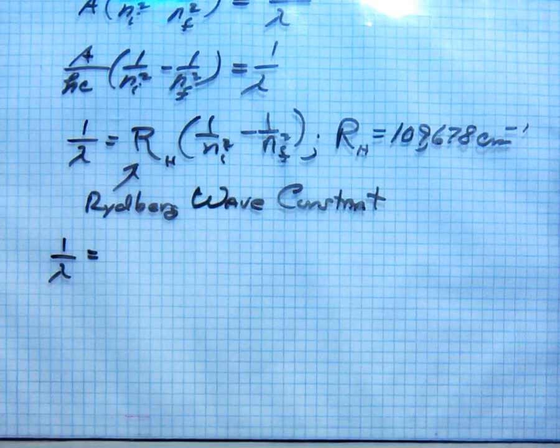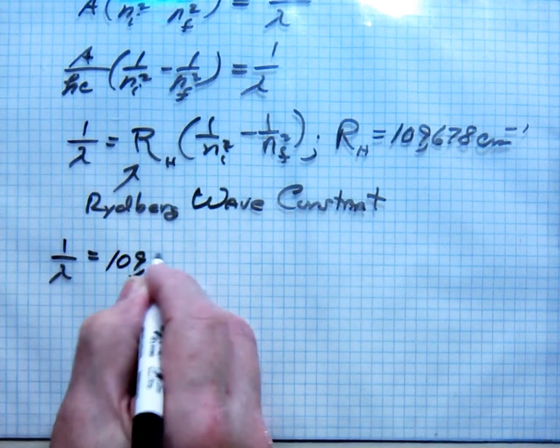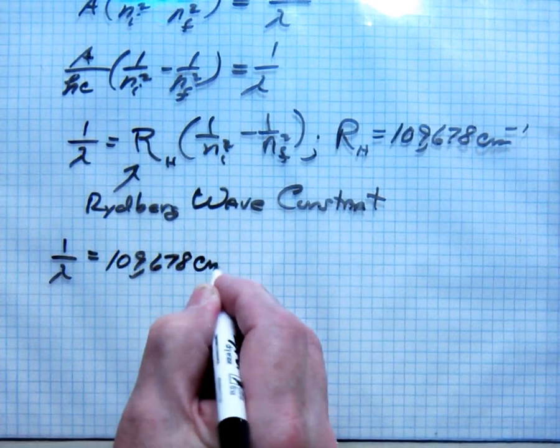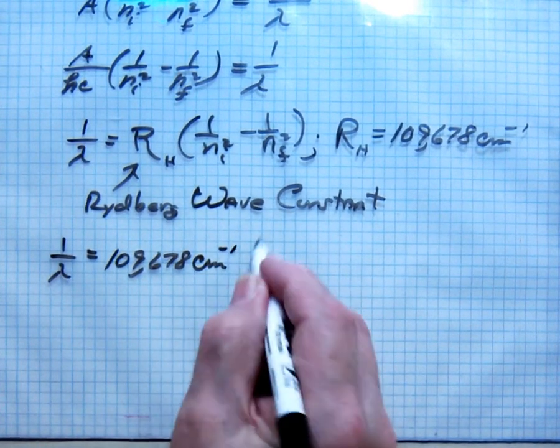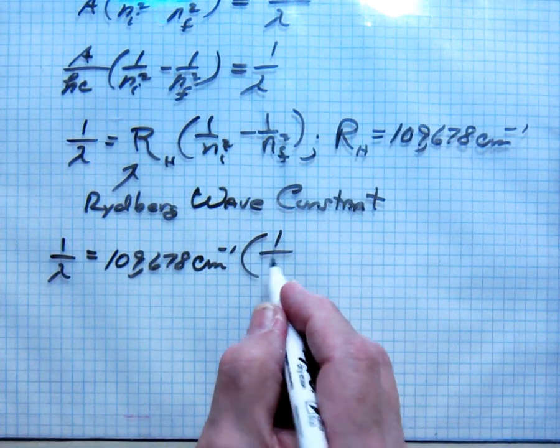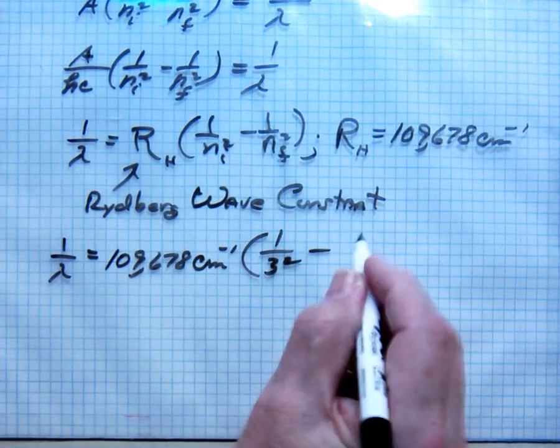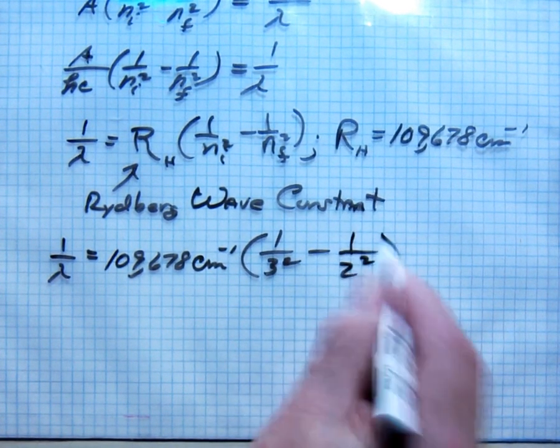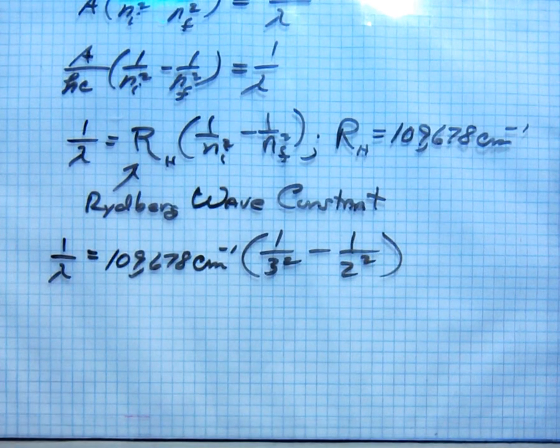That's what your value is for R. So that's 109,678 centimeters to the minus 1, times 1 over, where did we start? Ring 3, minus, where did we end? On 2. Now, the results will come out in reciprocal centimeters, so you have to take the reciprocal after you finish.